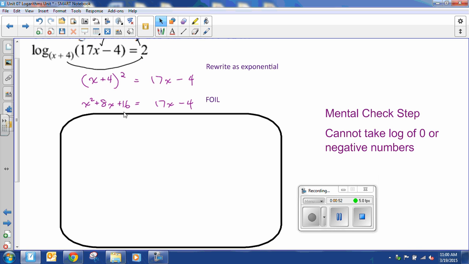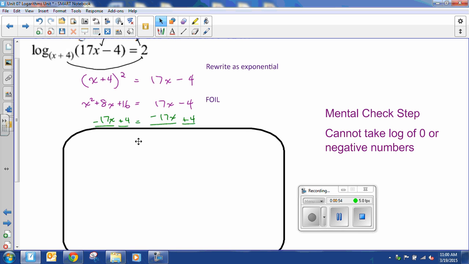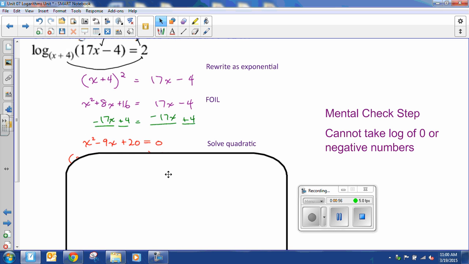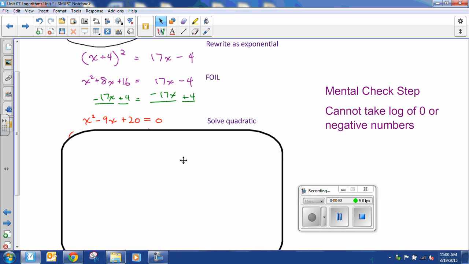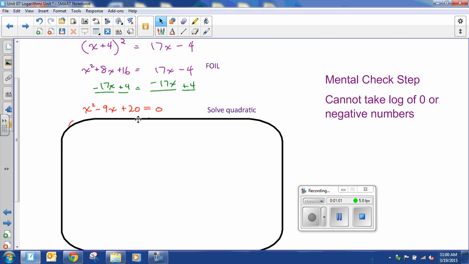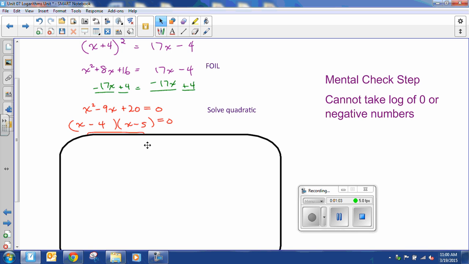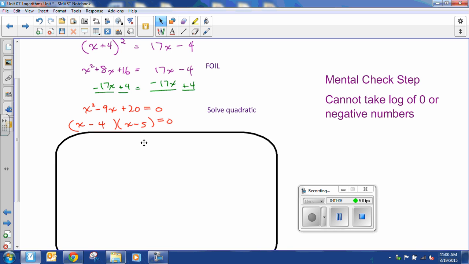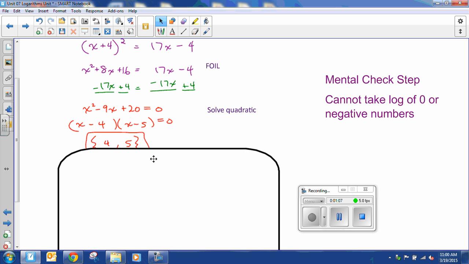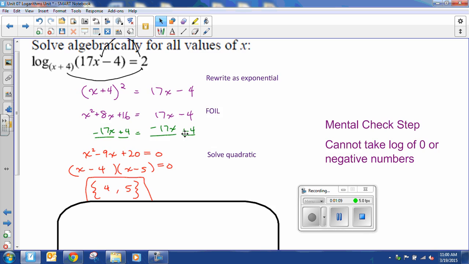After you FOIL, you basically solve the quadratic. Subtract 17x, add 4 to both sides. And two numbers that multiply to give me 20 and add to negative 9 are x minus 4, x minus 5. And therefore the solution set is 4 and 5.